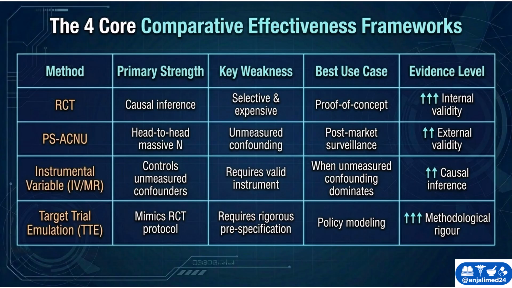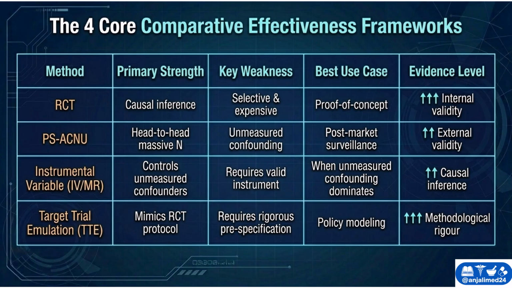Now, let's zoom out and place CER into the bigger methodological landscape. These are the four major frameworks that dominate modern clinical evidence generation. First, RCTs, randomized controlled trials, remain the gold standard for causal inference. Randomization minimizes confounding and gives extremely high internal validity. But RCTs are expensive, highly selective, and often fail to reflect real world patients. That makes them excellent for proof of concept, but sometimes limited for everyday clinical decision making.